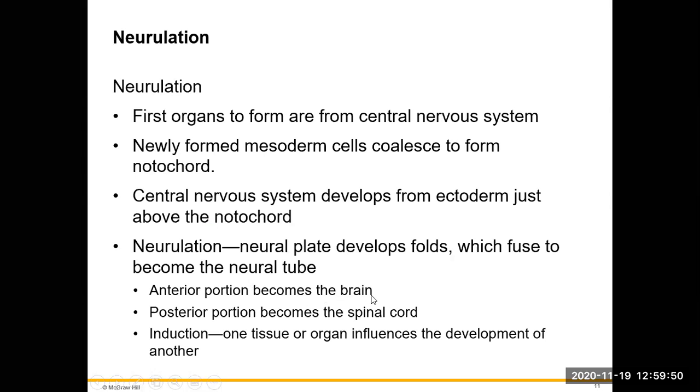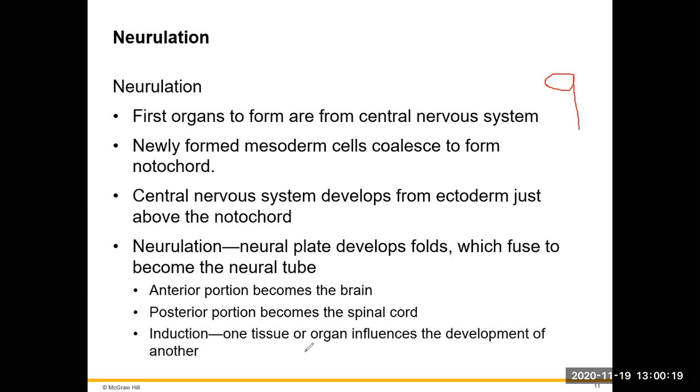And the anterior portion becomes the brain, and the posterior portion becomes the spinal cord. Okay, I'm gonna annotate here. So in a sense, the development of the brain and spinal cord looks like number 9. So the anterior portion becomes the brain, and the posterior portion becomes the spinal cord. This is the anterior part, this is the posterior part.